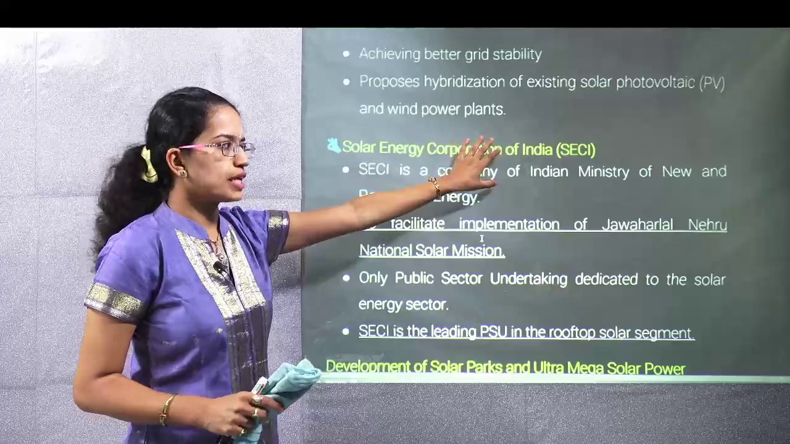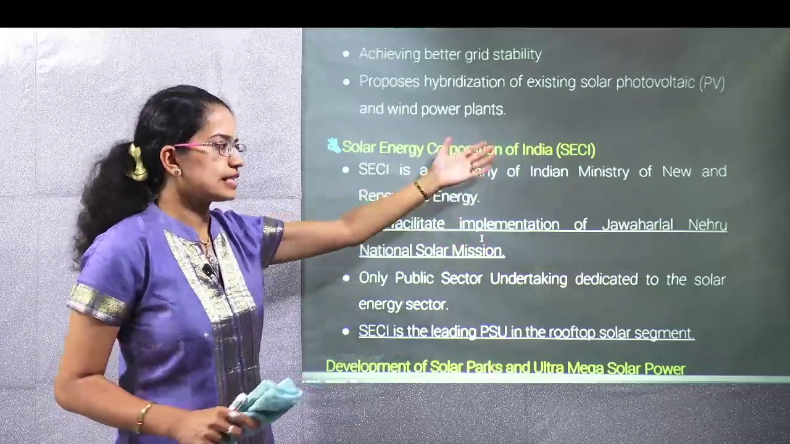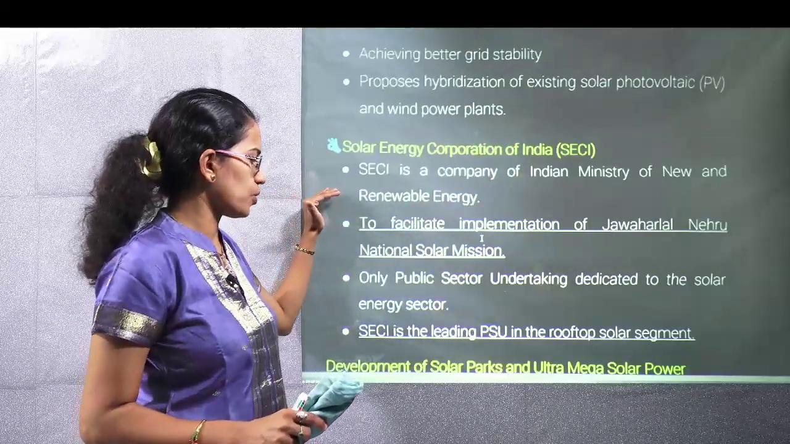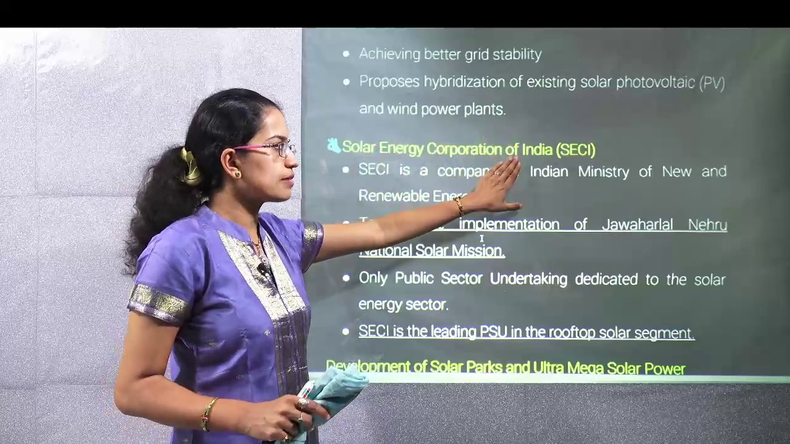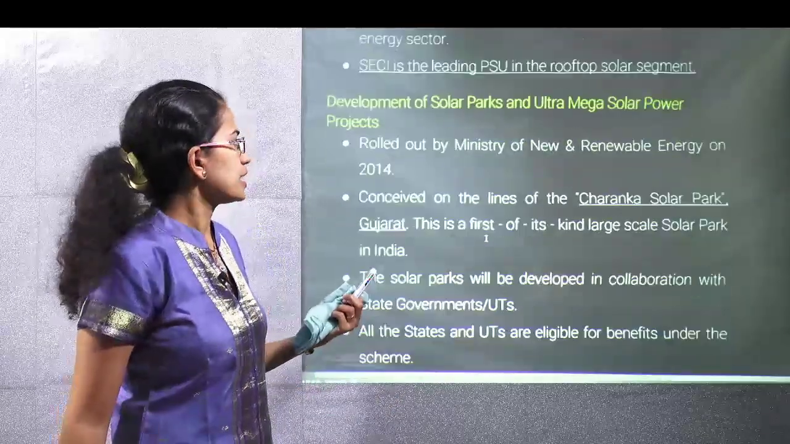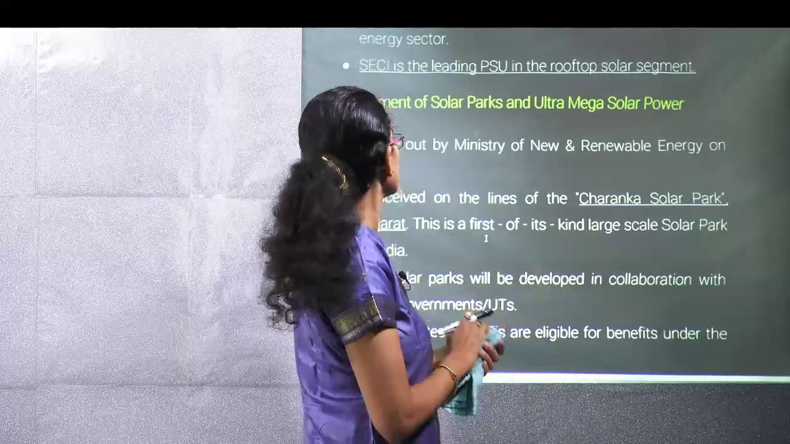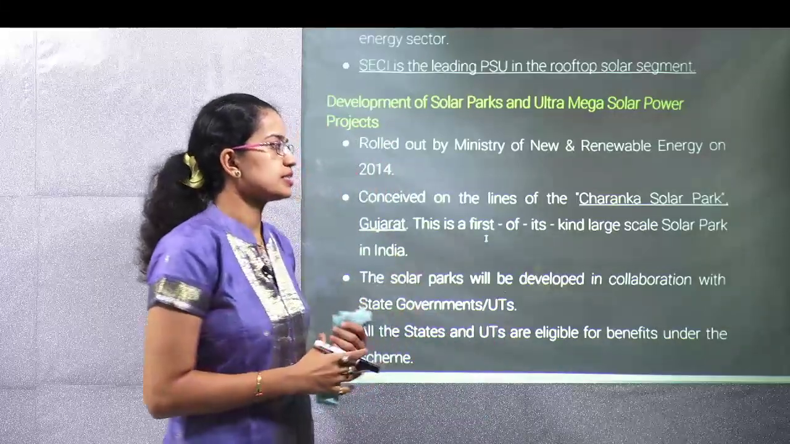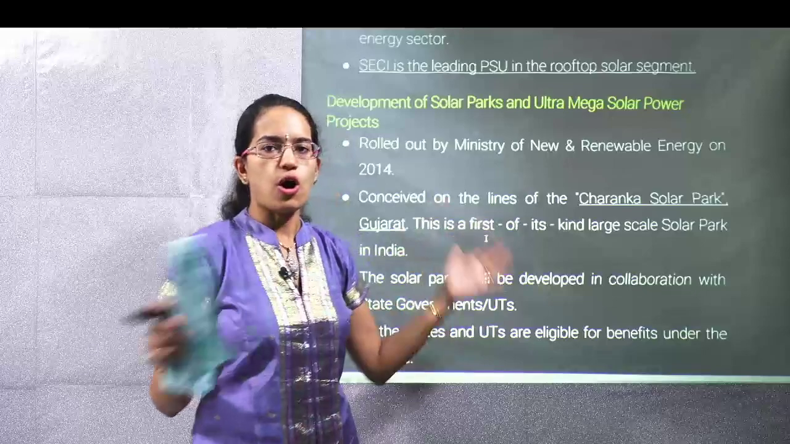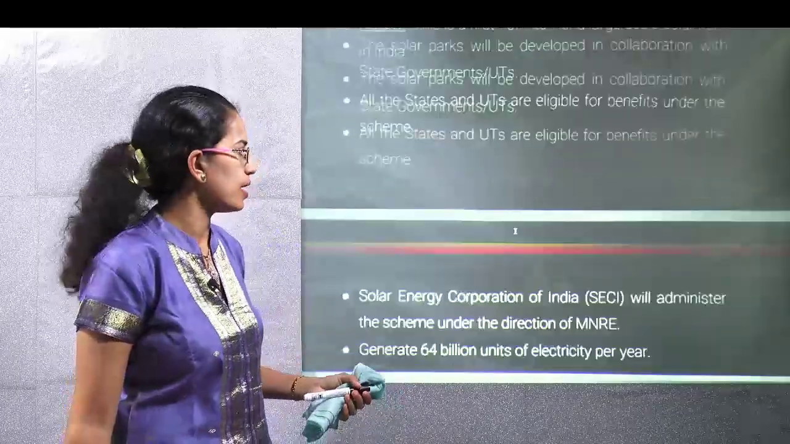Solar Energy Corporation of India. Now this is a company under Ministry of New and Renewable Energy. It basically facilitates implementation of Jawaharlal Nehru Solar Mission, the national solar mission that we talk about, and it's one of the leading public sector companies for the solar segment. The next is various developments under solar parks and the ultra mega solar power projects. So the most important is the Charanka Solar Park in Gujarat, which was the first of its kind on such a huge scale, and then you have numerous solar parks thereafter that have come up.